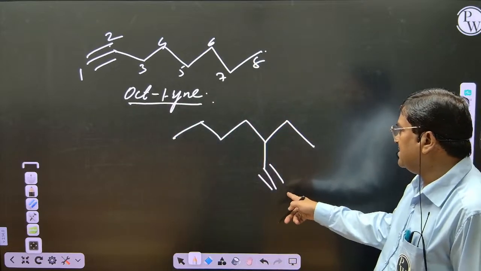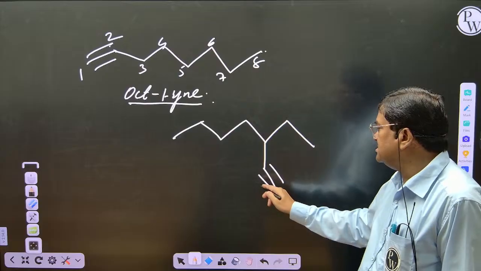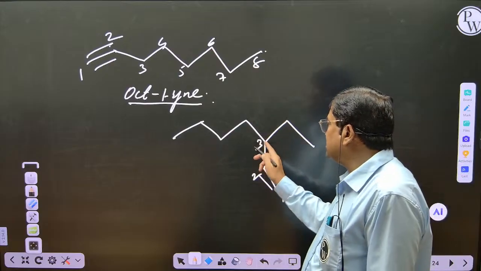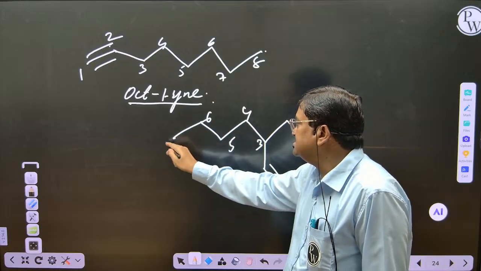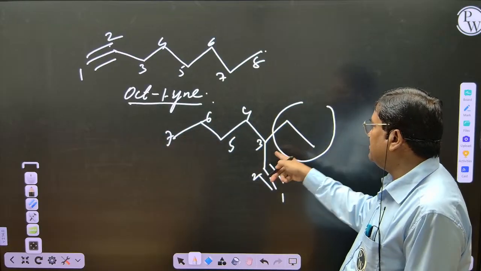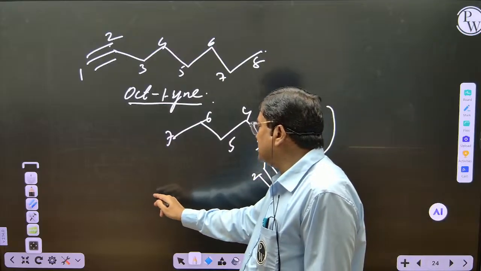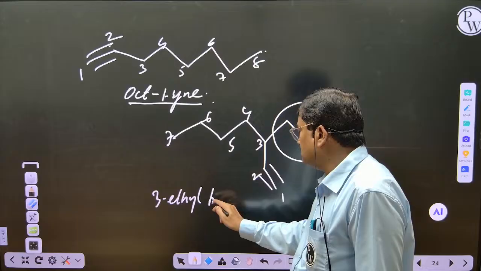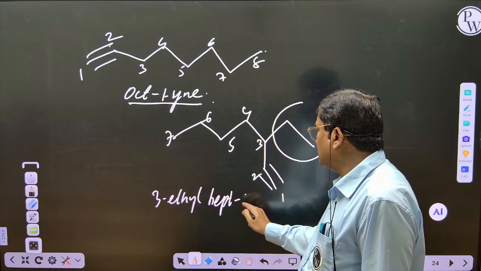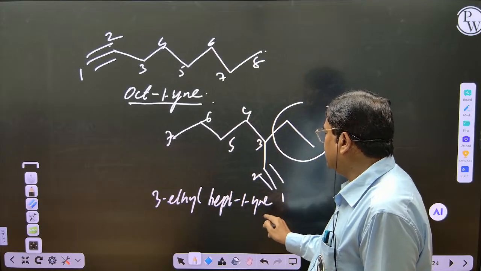Now tell me, numbering from where do you start? From the triple bond onwards, no? One. This is second, and this will be third. If I go this way, I get less number. So 4, 5, 6, 7. What will this be? Ethyl. At what carbon? Third. So 3-ethyl, hept-1-yne.